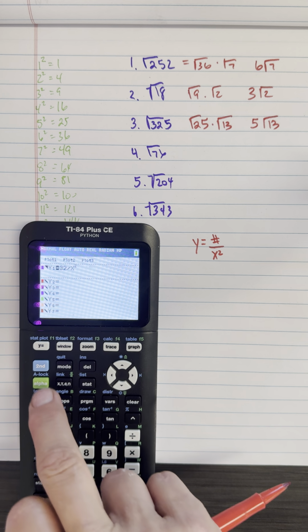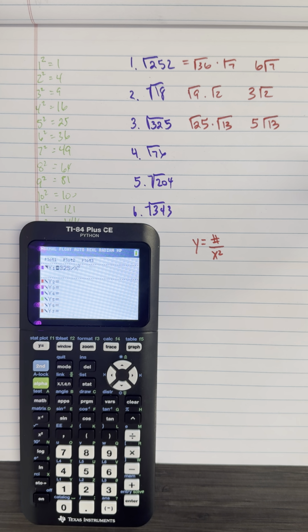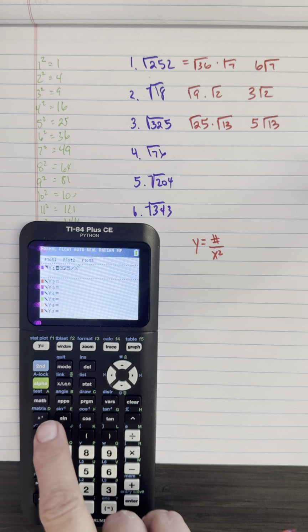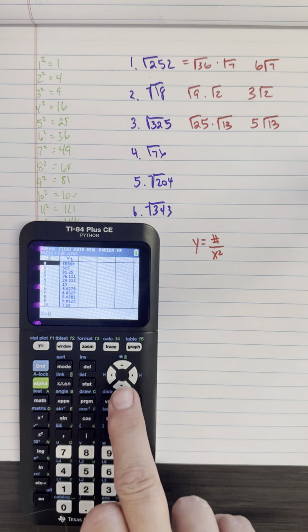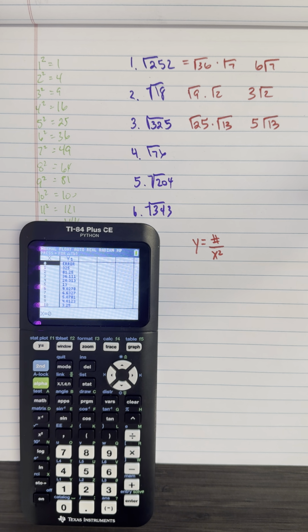325, so 3, 2, second insert 5, divided by x squared. And we go down to 5 and 13. So 13 can't be reduced. There's not a perfect square in 13. So it's 5 on the square root of 13.